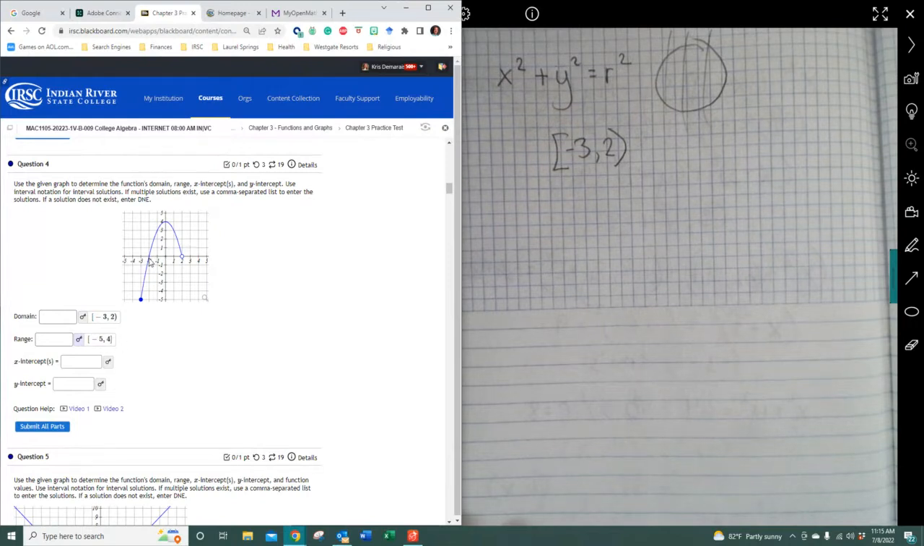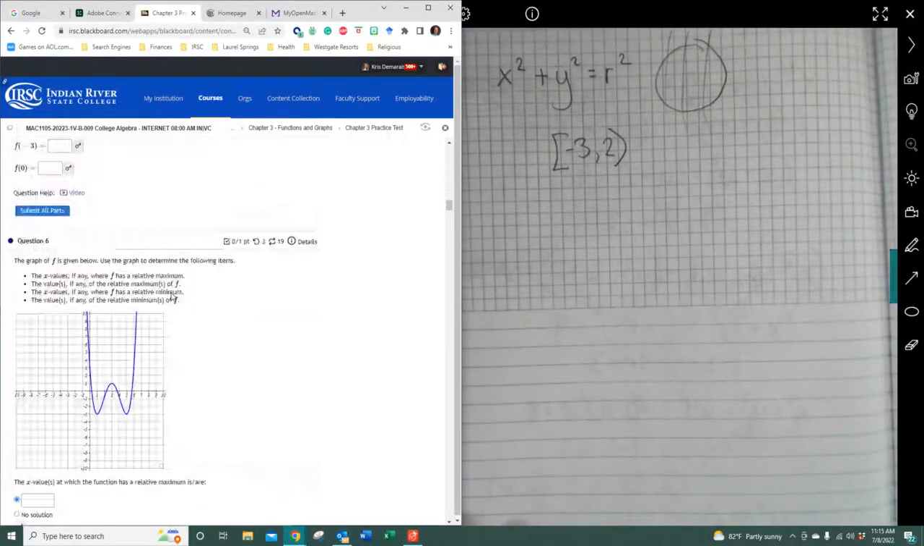Now the x-intercepts are going to be -2, but not 2. It goes all the way up to 2, but not including it. So then our x-intercept is just -2. The y-intercept is going to be at +4, and that is our answer for that. Okay, so now going over question number 8.